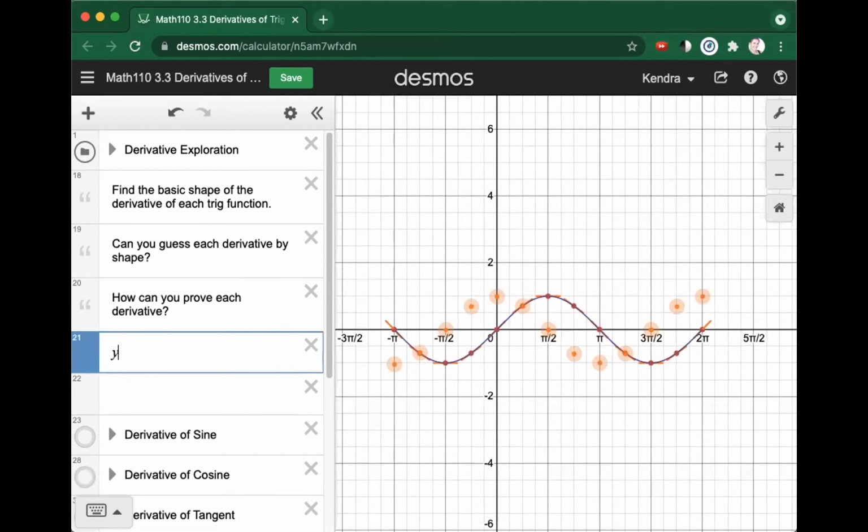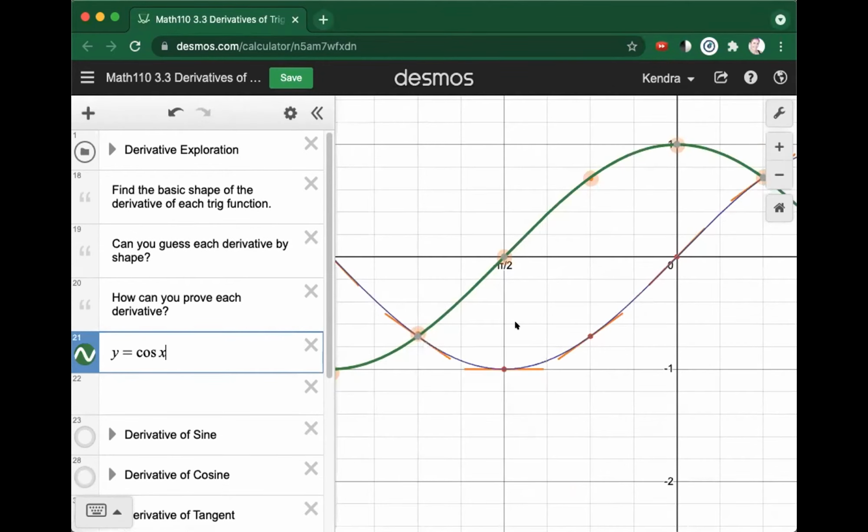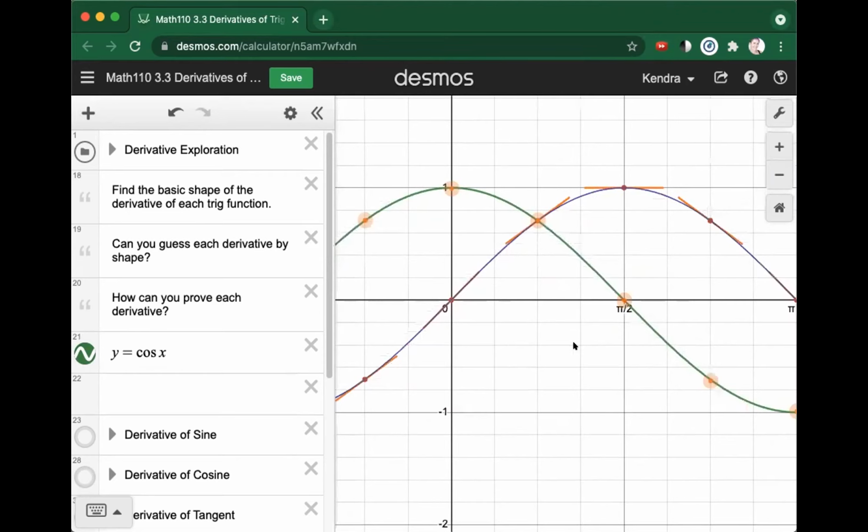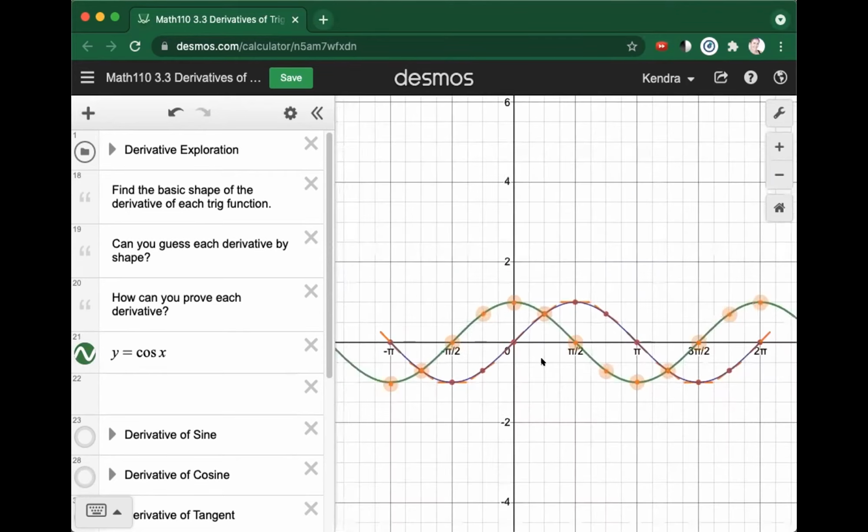And I am just going to go ahead and plot the cosine x graph to see, and it really does look like that is the correct graph for the derivative. Okay, so I'm going to go ahead and confirm that the derivative of sine is definitely cosine.